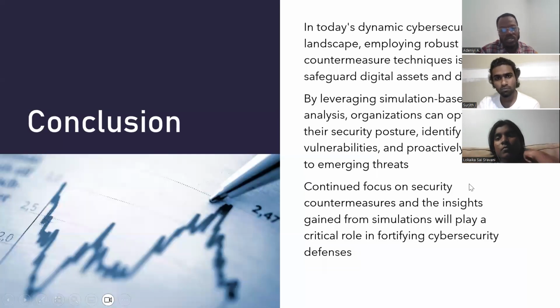the evolving threat vectors. In conclusion, we'll say that in today's dynamic cybersecurity landscape, employing robust security countermeasure techniques is vital to safeguard digital assets and data. By leveraging simulation-based analysis, organizations can optimize their security posture, identify vulnerabilities, and proactively respond to emerging threats. The continued focus on security countermeasures and the insights gained from simulated analysis will play a crucial and very important role in fortifying cybersecurity defense.